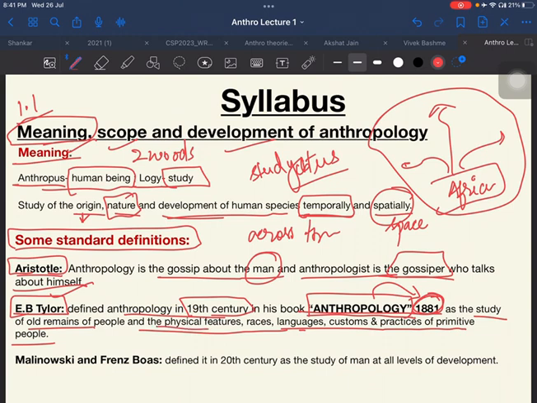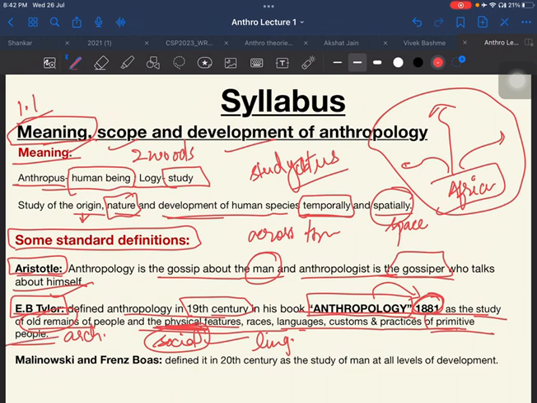First of all, it only talks about the physical features, not the social ones, which are also covered in anthropology. Old remains, yes, archaeology is covered, but linguistic anthropology is not. And he spoke about primitive people. But if we see the scope of anthropology today, we also study the present Homo sapiens and the future Homo sapiens, like what their future would be like. So it's not only about primitive people, it's about modern men as well.